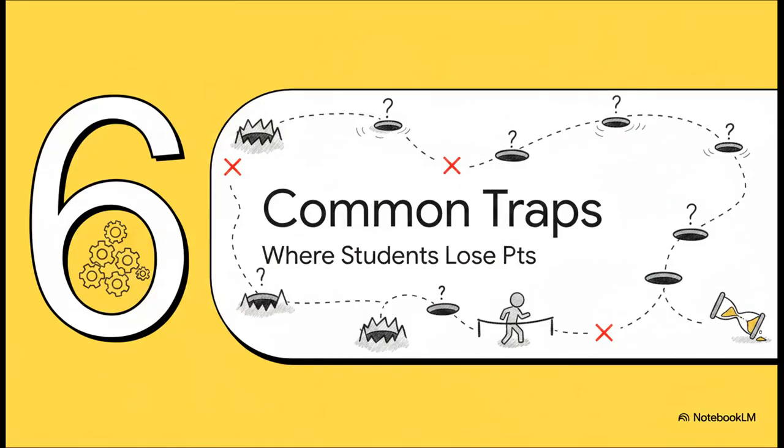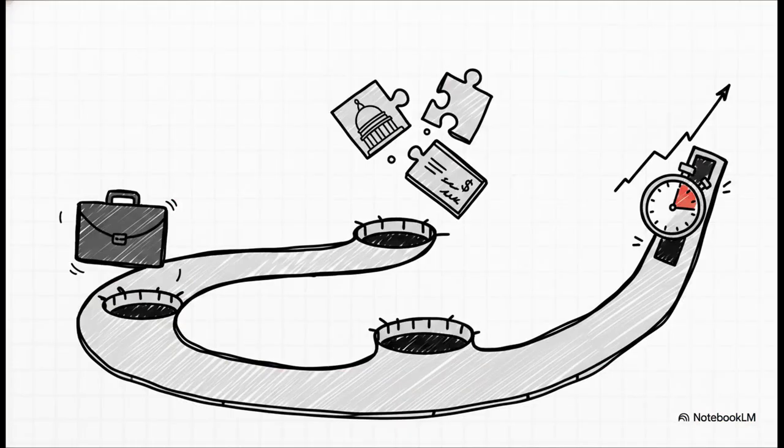Section 6. Common Area 3 traps and where students predictably lose points. To wrap up our map of Area 3, I'm going to act as your seasoned guide for a minute and point out the hidden traps on the path. The absolute number one way candidates lose points is by defaulting to their corporate accounting instincts. When you're rushing on exam day, your Area 1 muscle memory kicks in, and if you apply for-profit logic to a governmental fund question, you will get it wrong every single time.